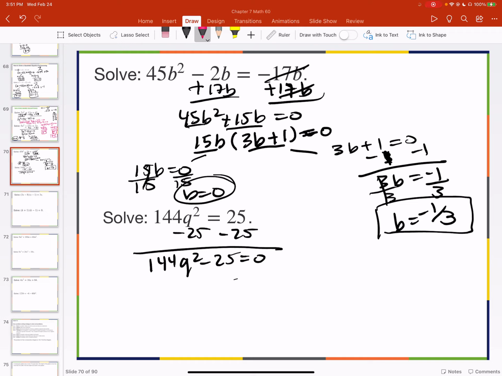Did you say difference of squares? And if you did, give yourself a pat on the back. It doesn't matter where you are, just give yourself a pat on the back right now. Because yes, 144 is a perfect square, 25 is a perfect square, and they're different, right?